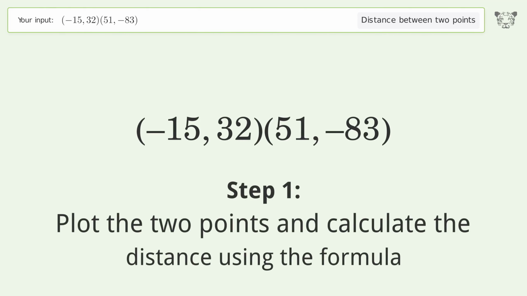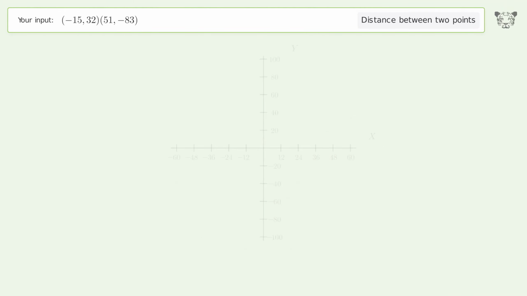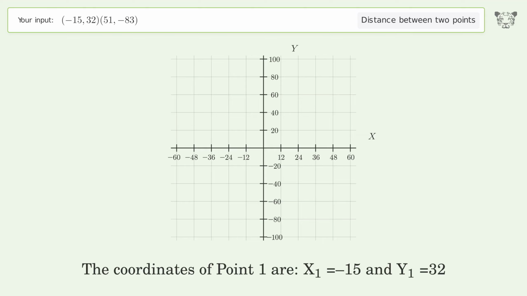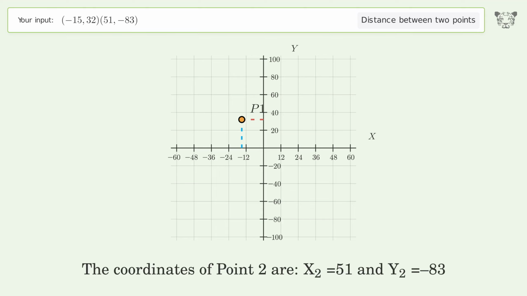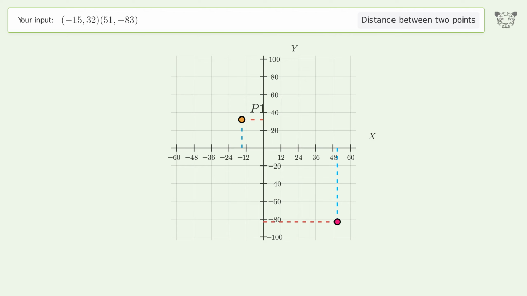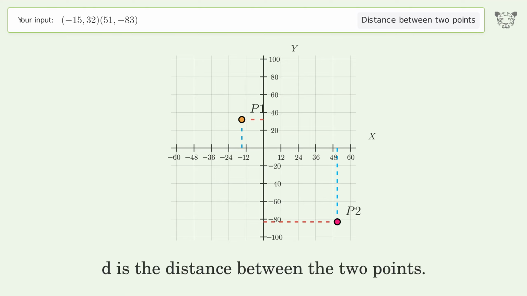Plot the 2 points and calculate the distance using the formula. The coordinates of point 1 are, x1 equals -15 and y1 equals 32. The coordinates of point 2 are, x2 equals 51 and y2 equals -83. D is the distance between the 2 points.